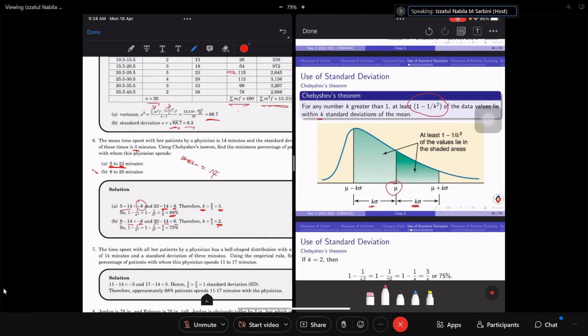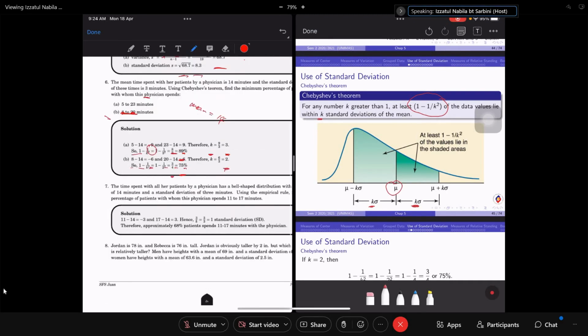So now we want to calculate the percentage. 1 minus 1 over K squared, so you have 3 over 4. When you convert to percentage, you will get 75%. So this means that 75% of the patients spend around 8 to 20 minutes with the physician.